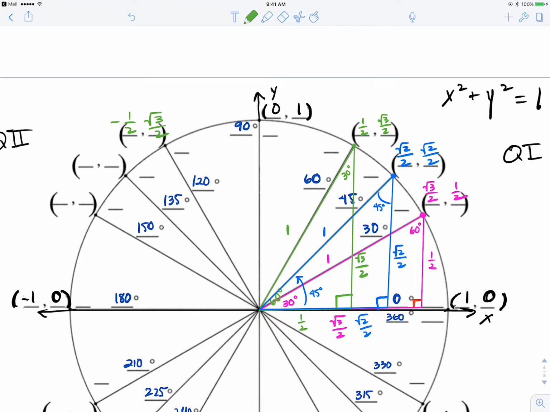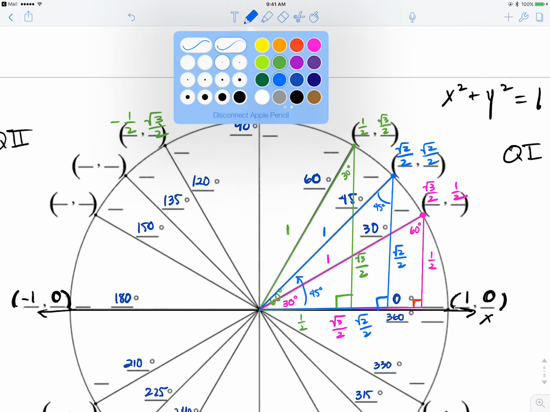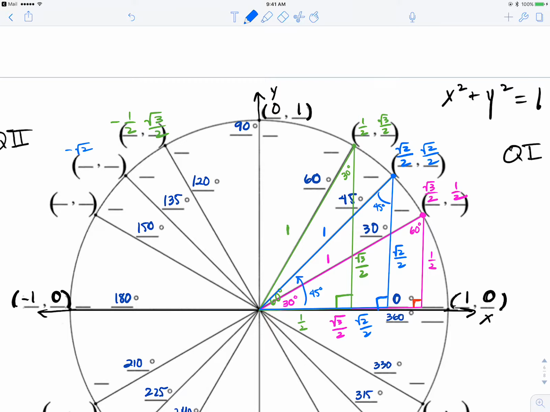Okay, the point at 135 degrees is a reflection about the y-axis of the point at 45 degrees. So what would the ordered pair be at 135 degrees? Negative 2 over root 2. Negative root 2 over 2. Yeah, negative root 2 over 2, right? Okay. That's what I meant. So negative root 2 over 2, comma, root 2 over 2.